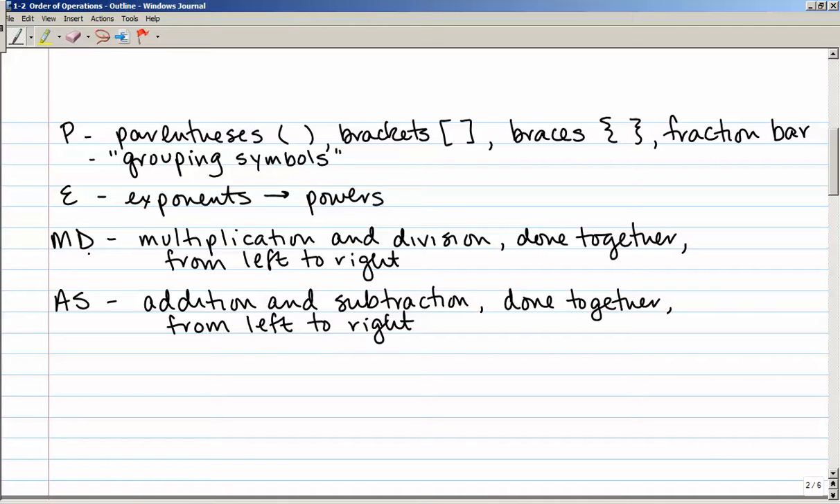Notice I put M and D together because we're going to do our multiplication and division together from left to right. We do not do all of the multiplications, then all the divisions. We do them as they come together from left to right. And the same thing with addition and subtraction. We do those together from left to right. If we follow the order of operations, we'll all get the same answer for evaluating an expression.